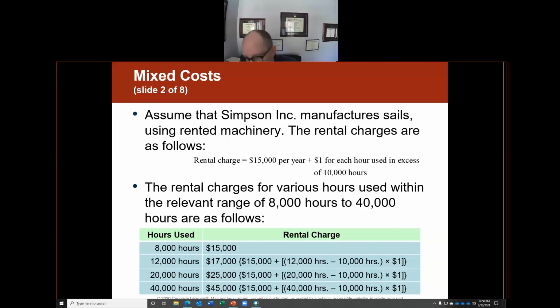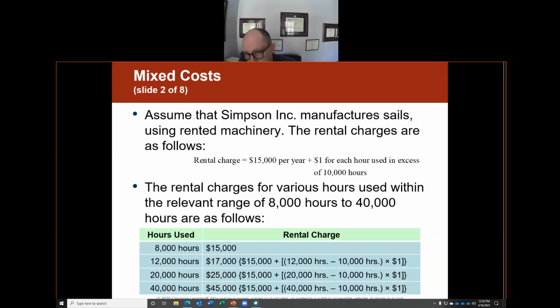So 2,000 plus the 15,000 base gives me the 17,000 paid. 20,000 hours. Oh, that means I got to pay 25,000. 15,000 base plus $10,000 in overages. 28,000 hours minus the 10,000 base times $1. That's 10,000 times $1, $10,000. So 15,000 plus 10,000 is 25. So forth and so on.